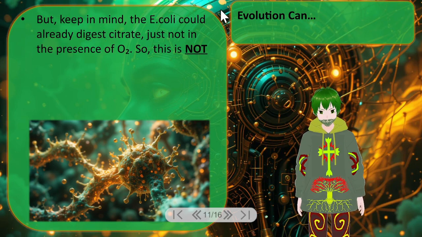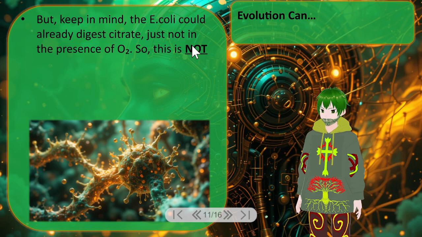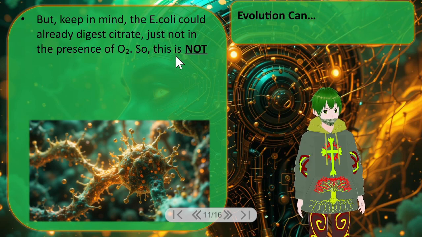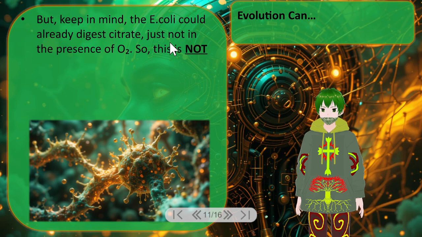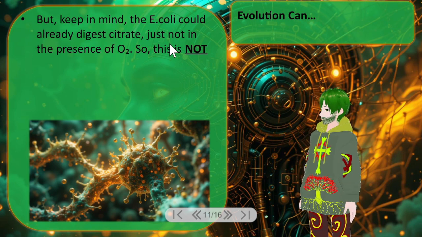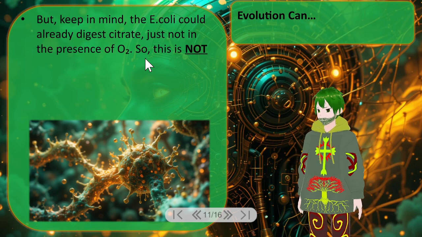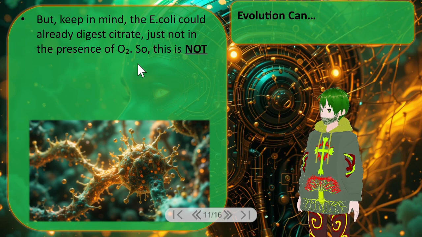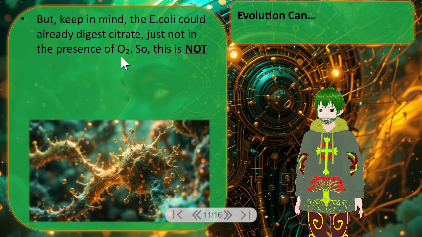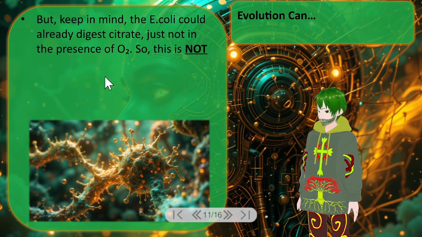So keep in mind that E. coli could already digest citrate in the absence of oxygen. So this is not a situation where a multi-protein system was developed. An integrated system didn't come into existence by these mutations to digest citrate in the presence of oxygen.